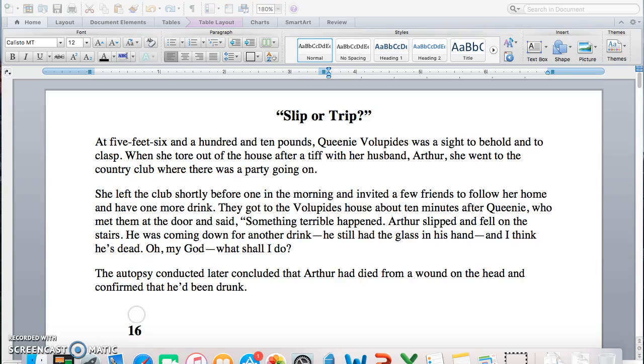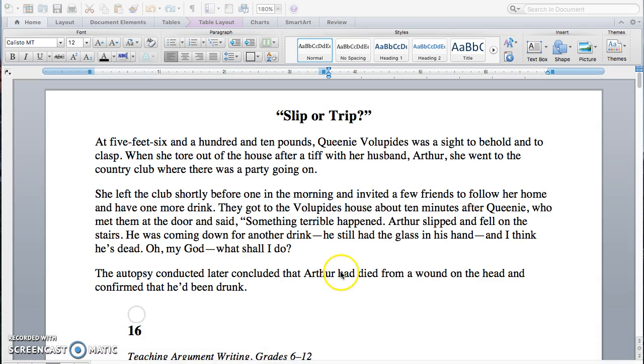Hi, class. I just wanted to review the expectations for this mock crime scene that I'm assigning to you and a partner of your choice. Given that this is the argumentative writing unit, I figured what better assignment to give to introduce this unit than a mock crime scene. In this mock crime scene, you're going to be figuring out whether or not a wife named Queenie Volupides is guilty for the death of her husband, Arthur Volupides.